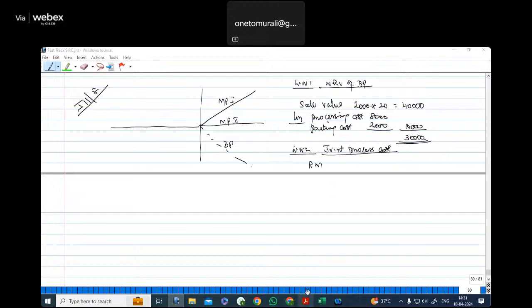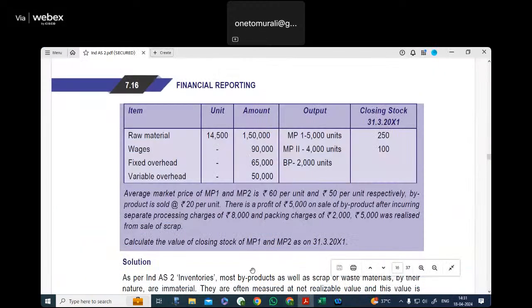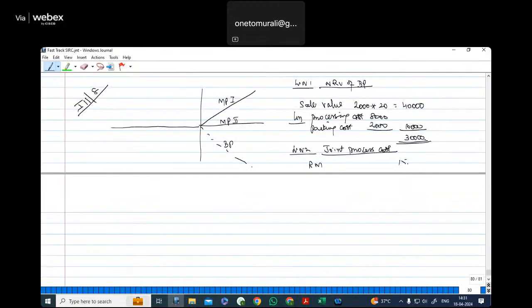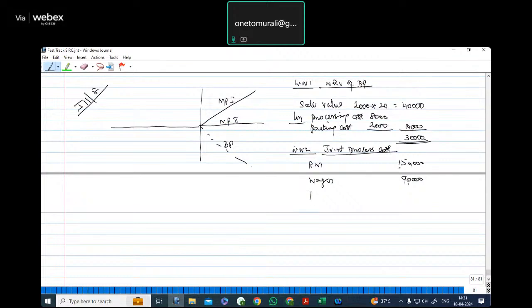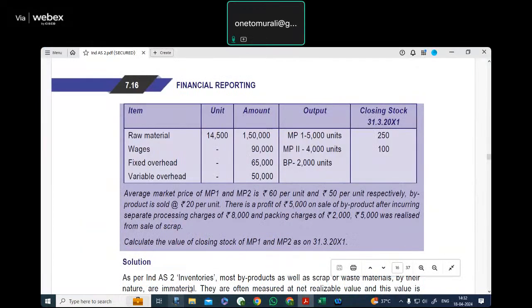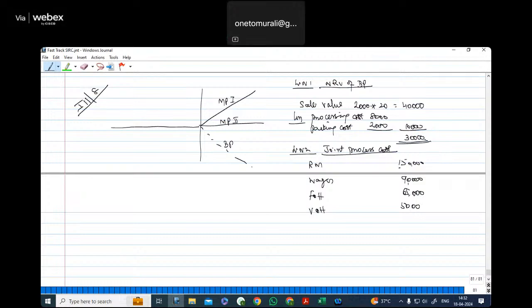Raw material 150,000. Then comes wages 90,000. Then fixed overhead 65,000. Then variable overheads 50,000. It is 3,55,000 as the gross cost.